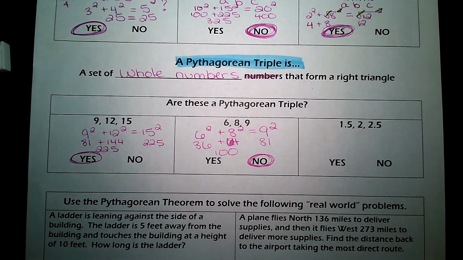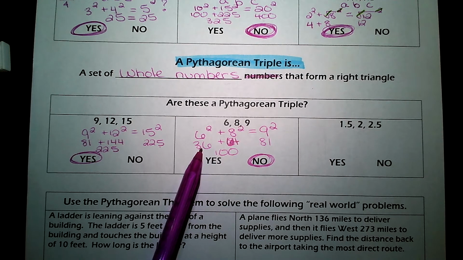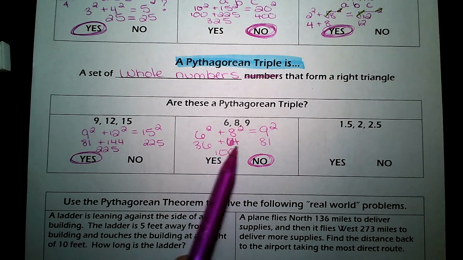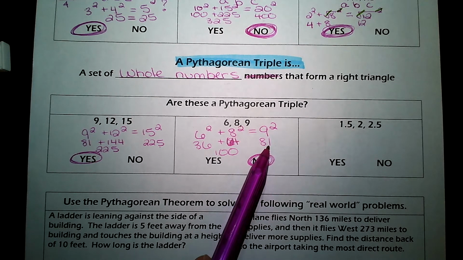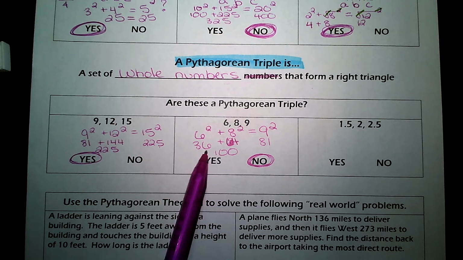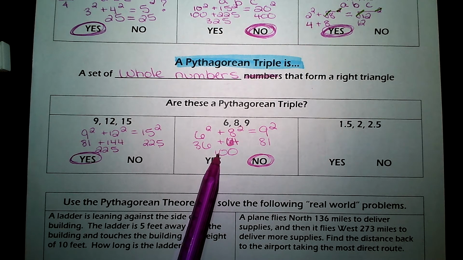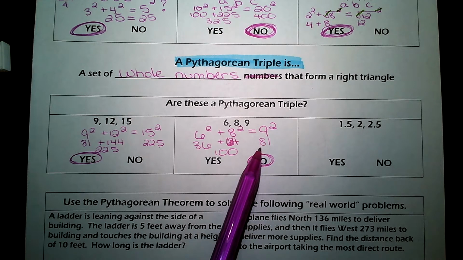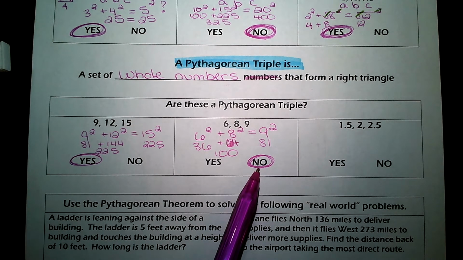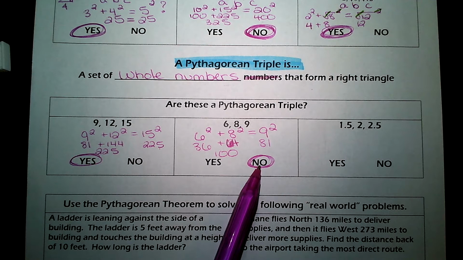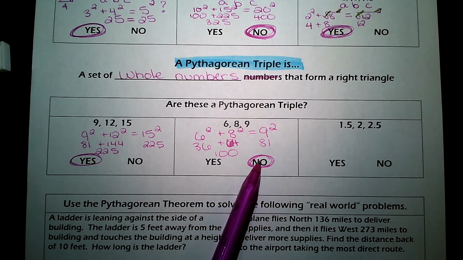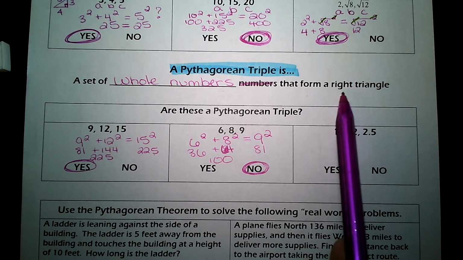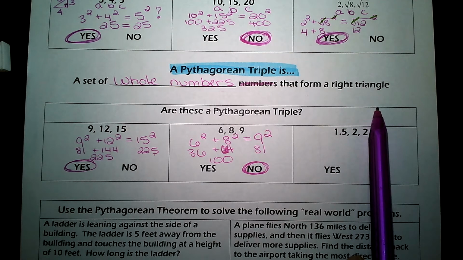6 squared is 36, 8 squared is 64, 9 squared is 81. 36 and 64 added together make 100, and 100 is not equal to 81, so this is a big no. These are not a Pythagorean triple. They are whole numbers, but they do not form a right triangle, so they are not a Pythagorean triple.